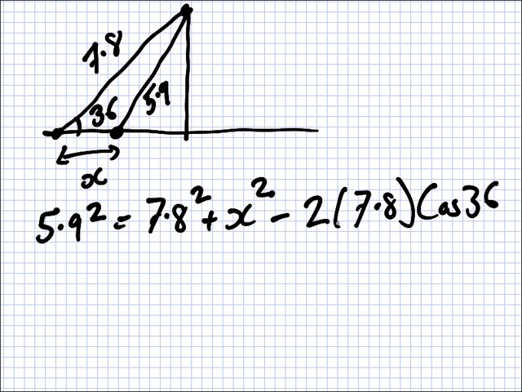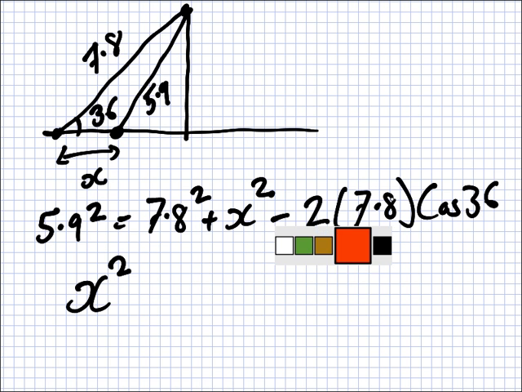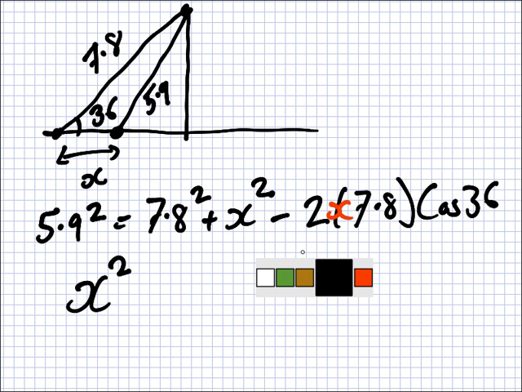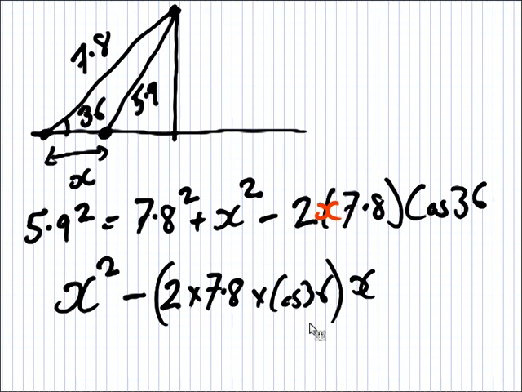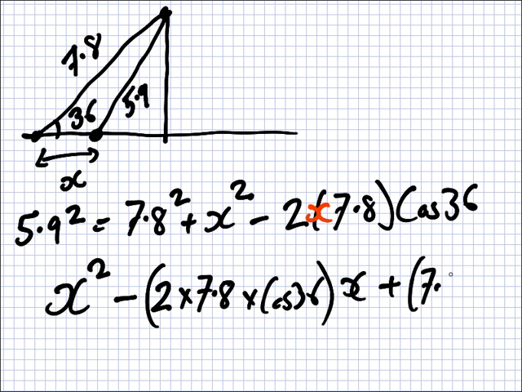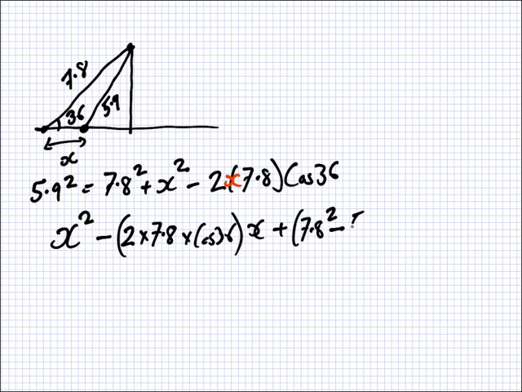So, what type of equation is this now really with x? It's a quadratic, isn't it? So you have x squared. Oh, sorry, I left out my x, didn't I? I didn't write it in. I'll just put it here. x squared minus 2 times 7.8 times cos 36 x plus 7.8 squared minus 5.9 squared equals 0.